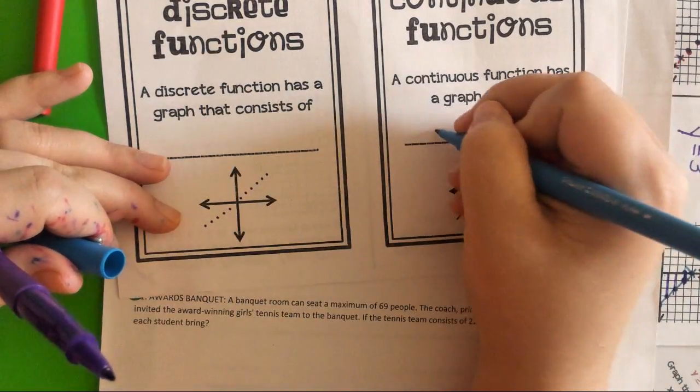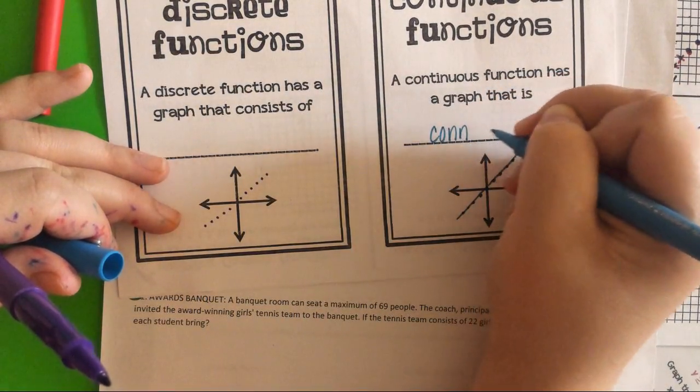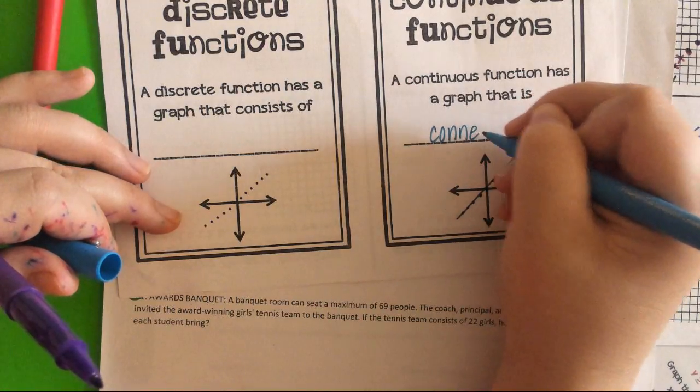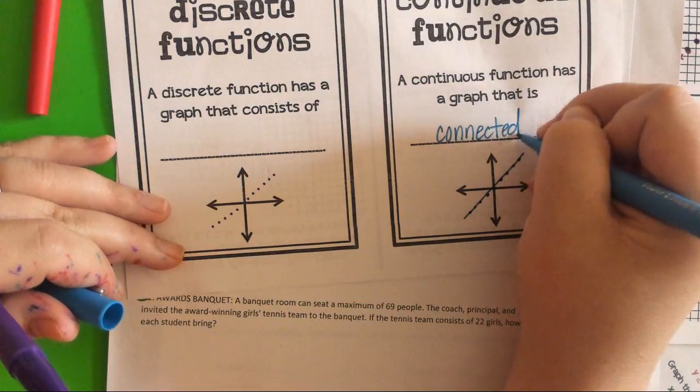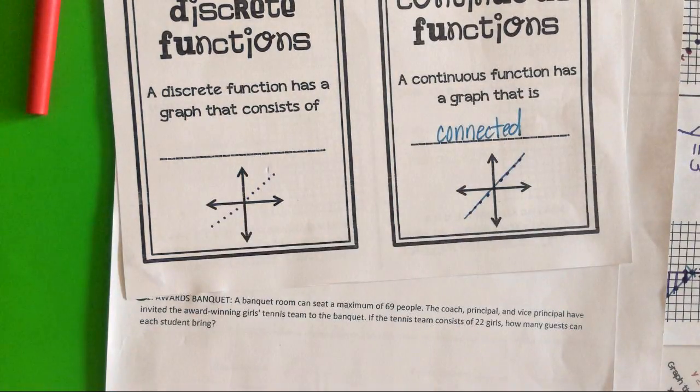So my blank is going to be connected. It's in the discrete on the 13th, or what? No, the 11th, right? Yeah. Connected.